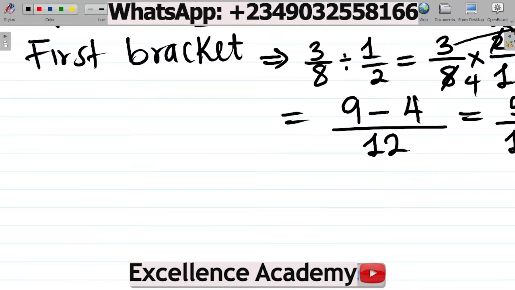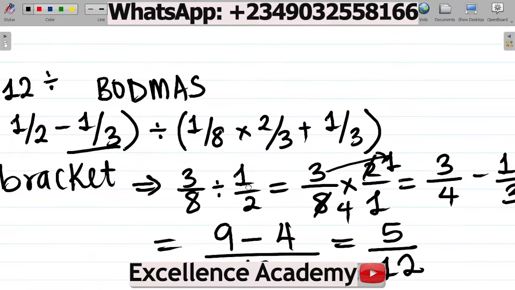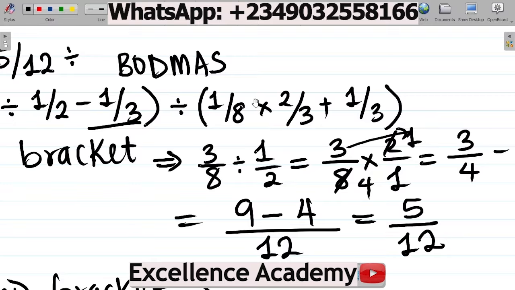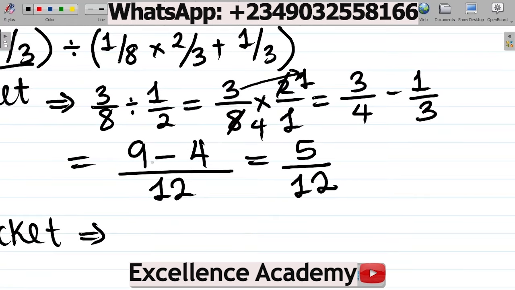For the second bracket, what we have is 1 over 8. Of course, we have multiplication, this sign here, and addition. And again, referencing BODMAS, you can say we have multiplication first before addition. So we'll consider the terms multiplying first before the terms adding. In that case, it becomes 1 over 8 times 2 over 3.